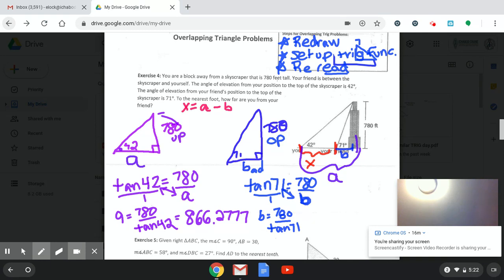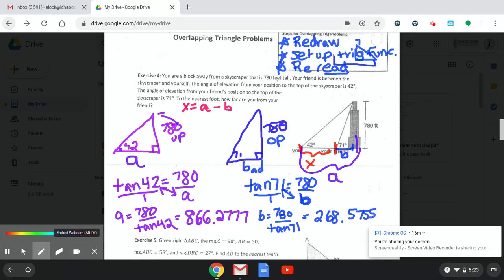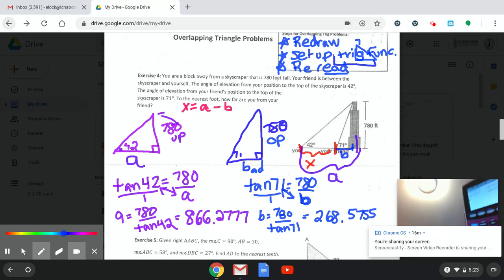Kind of fast forward some of our division. So 780 divided by tan 71 is going to give us 268.5755. So we have again 268.5755.